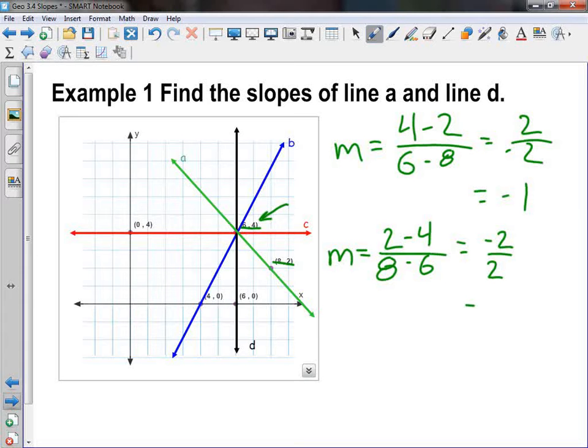What's negative 2 over 2? Negative 1. Did they get the same answer? The key is to be consistent. Okay? Where you will mess up is if I put 2 first and then 6 first. Do 2 and 6 belong together? No, they're not in the same one, so they both can't be first.